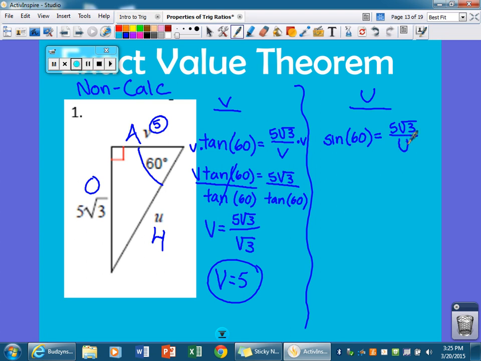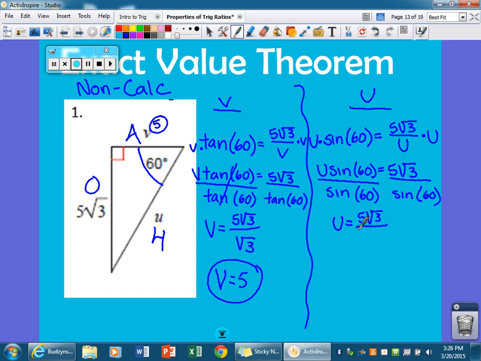Trying to make my U's look like U's, so pay attention. So I have U sine of 60 equals 5 square root of 3. Divide by sine of 60. So U equals 5 square root of 3 over sine 60. Figure out what sine 60 is. Oh, it's right here, square root of 3 over 2.